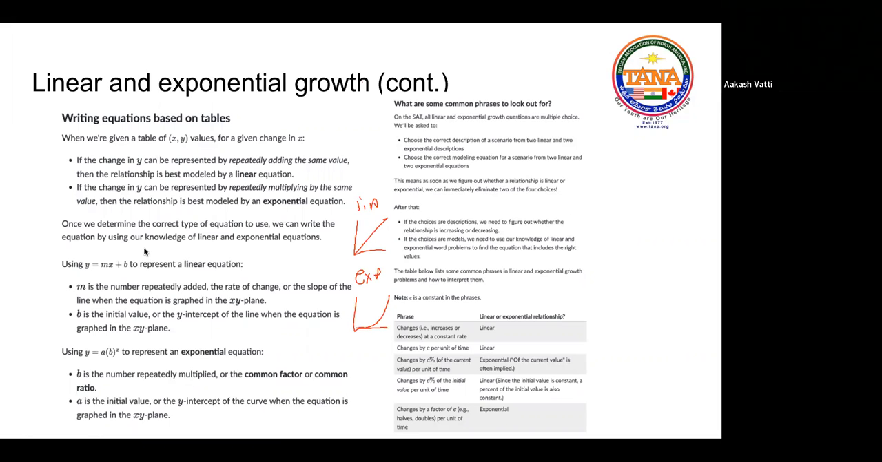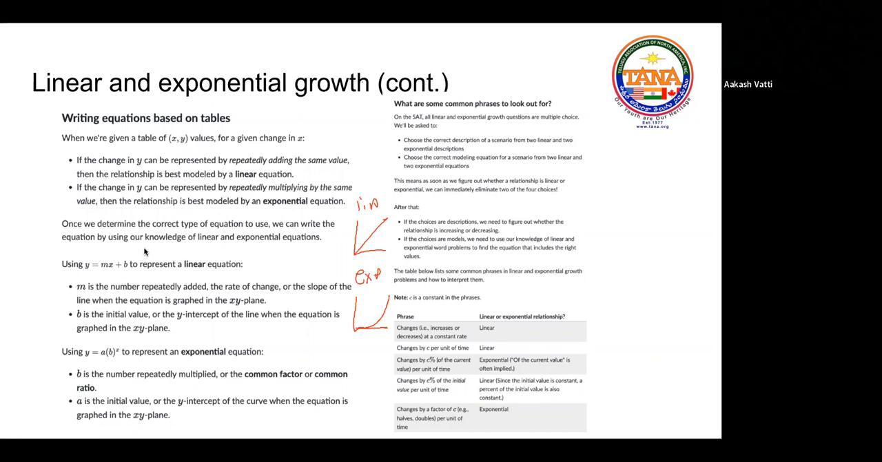If we find out whether a scenario is exponential or linear, you immediately get rid of 2 of the 4 answer choices. So that is always a help. And after that, if your choices are descriptions, we need to figure out whether the relationship is increasing or decreasing. And if the choices are models, we need to use our knowledge of linear and exponential word problems to find the equation that includes the right values.